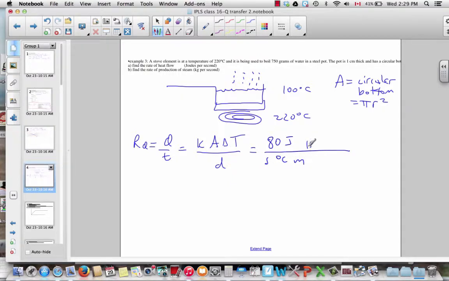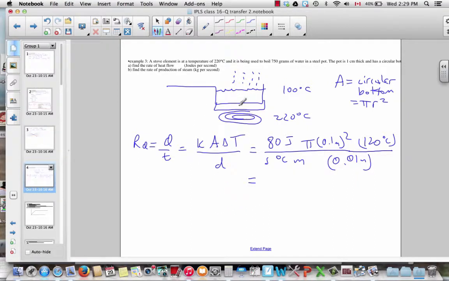Cross-sectional area is pi r squared. R is the radius of the pot, given as 10 centimeters. And then the temperature difference, we said, was 120 degrees centigrade, or 120 Kelvin, divided by the thickness, which is 1 centimeter thick. And then this is the rate of thermal energy transfer.